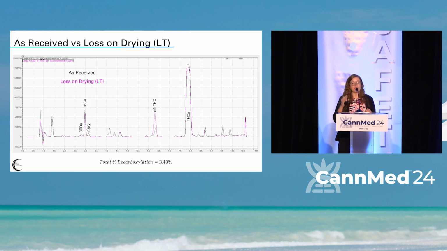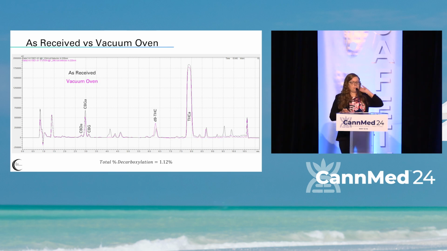Loss on drying at low temperature, very similar to what we were seeing with the vacuum desiccation sample, where we're not seeing too much decarboxylation, but some. I also have those total decarboxylation percentages on the bottom of each of these slides. The as received versus the vacuum oven, again, very similar. So we can tell from these methods that we're seeing limited decarboxylation across those three methods, so the vacuum desiccation, the vacuum oven, and the loss on drying at low temperature.